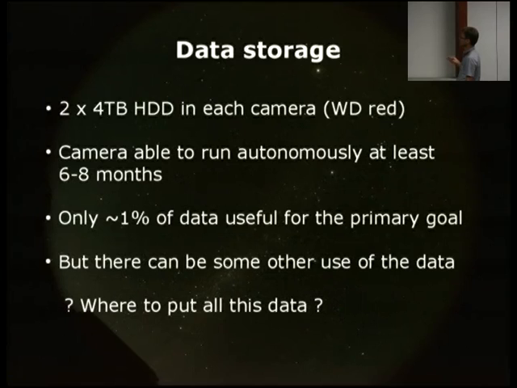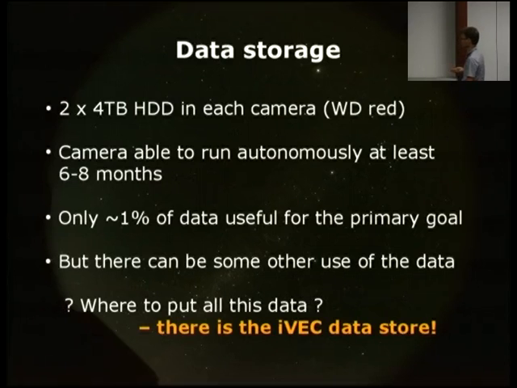So we store them in the camera. Each camera can run for at least half a year autonomously. We are actually interested in about 1% of the data. So we could easily delete all the data that does not contain any detected fireballs, but we think that this data might be interesting for some other astronomers or other scientists. So we were thinking where to put this data or what to do with them. We didn't want to delete them.